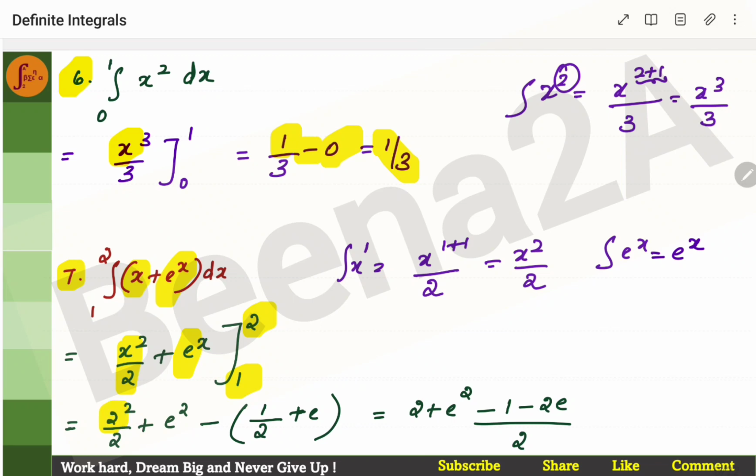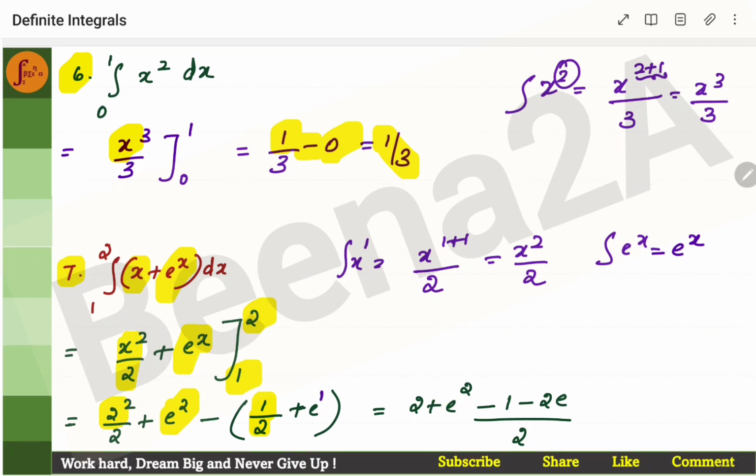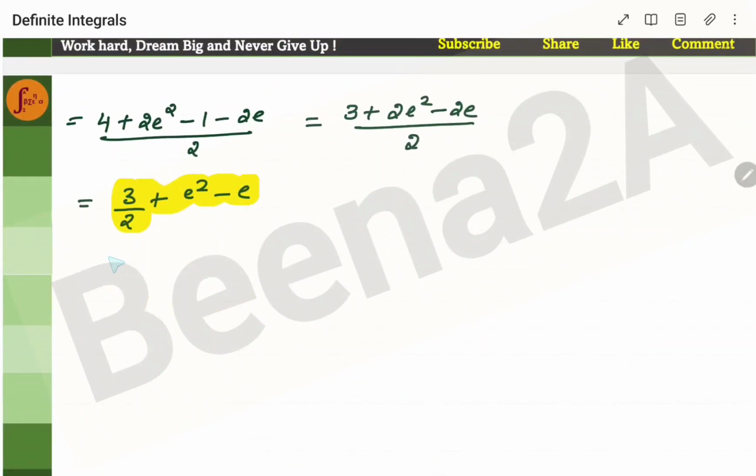So, instead of x, I have put 2. E to the power x, instead of x, it's 2. So, e to the power 2. And here, instead of x, I have put 1. And it's e to the power 1. So, when I solve this, I'll get this answer finally. 3 by 2 plus e square minus e.